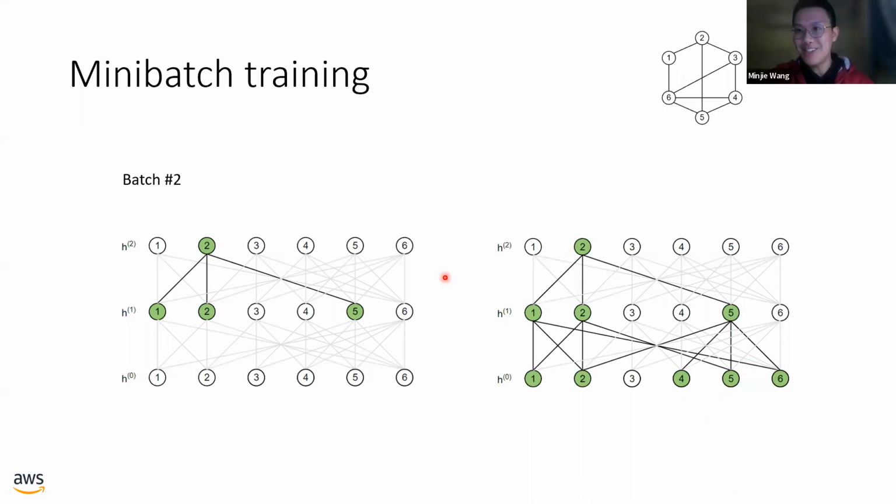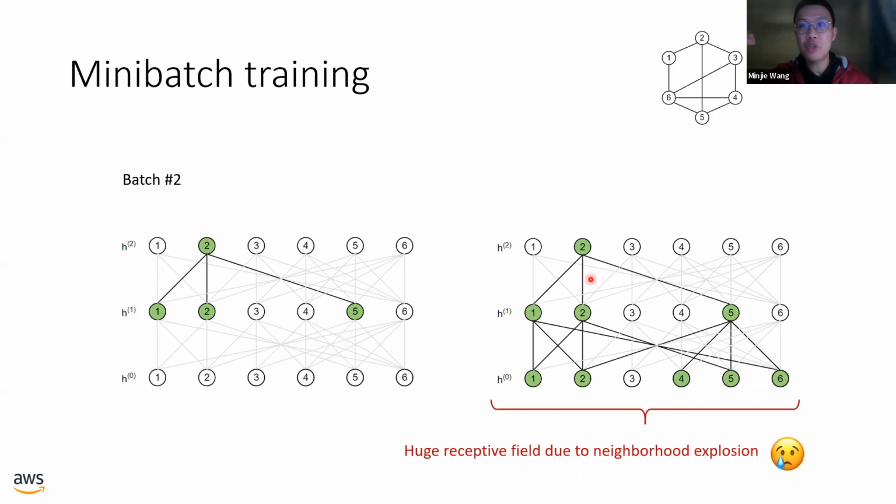Of course, it is a little bit better than full graph training, because you are limiting the memory footprint of each batch. But again, it has a huge problem because of the neighborhood explosion problem. You will have a huge receptive field, and in this very simple example it almost touches all the nodes for each batch. This is also a problem.